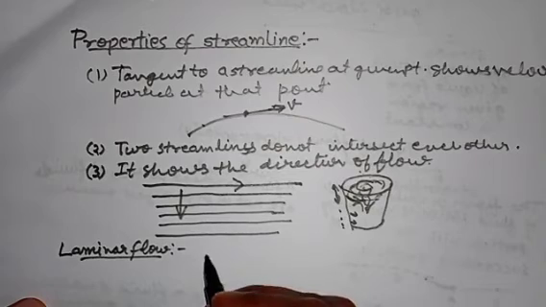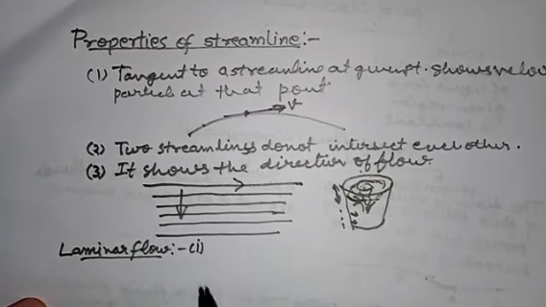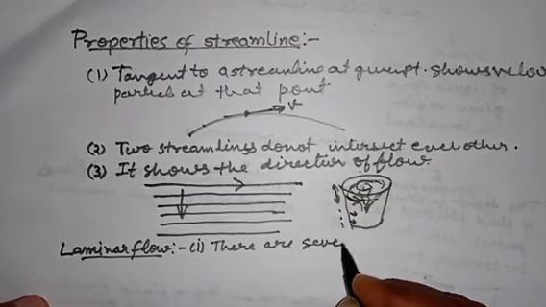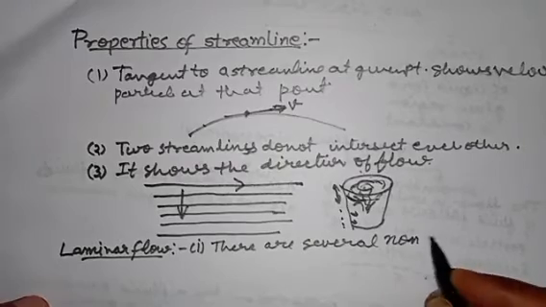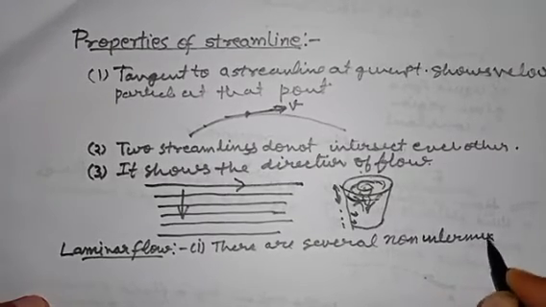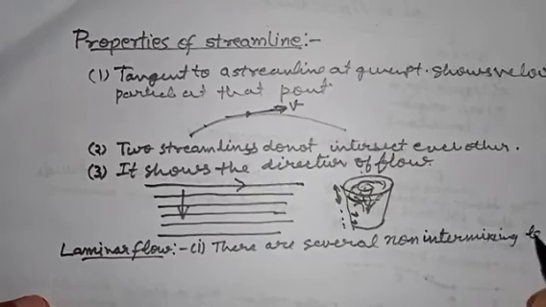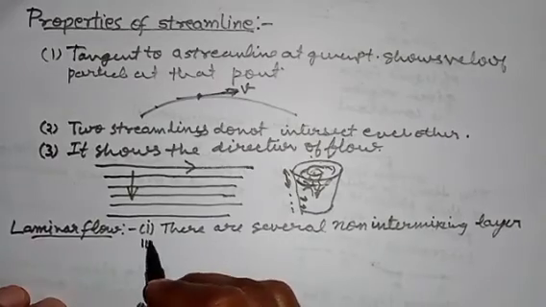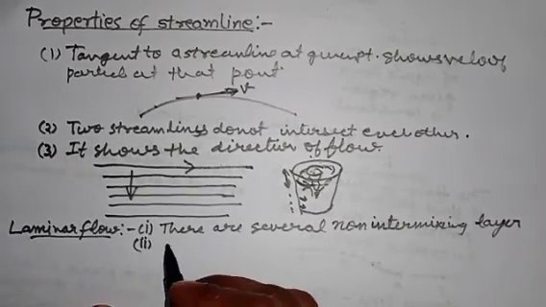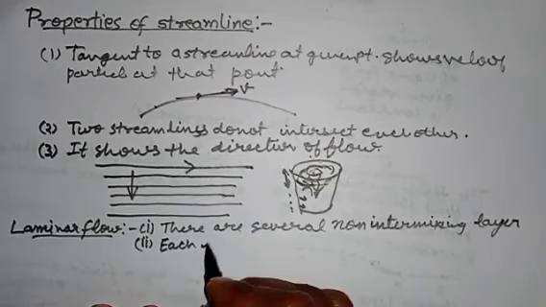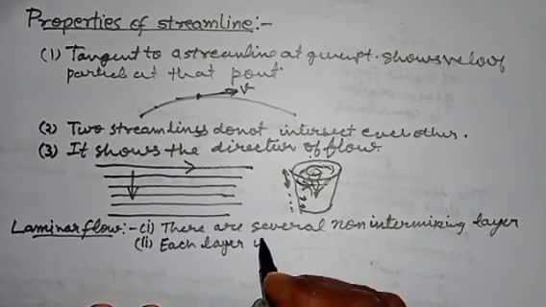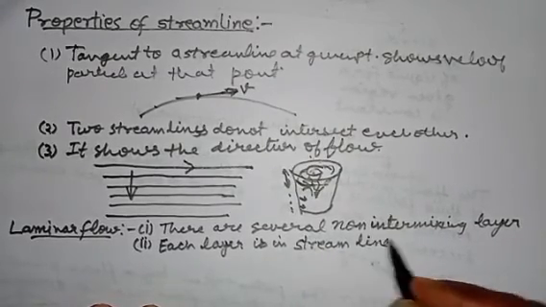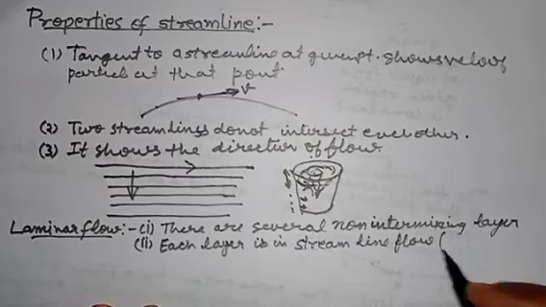It is a type of flow in which there are several layers. I'm writing it pointwise. There are several non-intermixing layers. See, to study fluids, we have to make these assumptions. Second thing, each layer is in streamline flow, with their local steadiness.